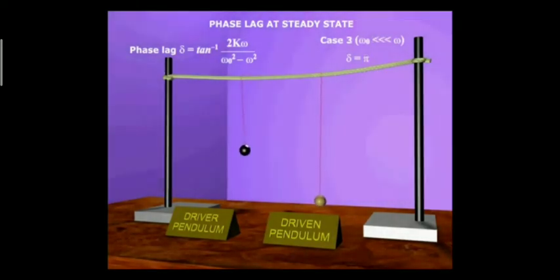Case number 3. Omega 0 is much less than omega. When omega 0 is much less than omega and the damping is small, this term approaches 0 from the negative side and this angle can be taken as pi. That is, when omega 0 is much smaller than omega, then the oscillator lags half a cycle behind the driving frequency at steady state.